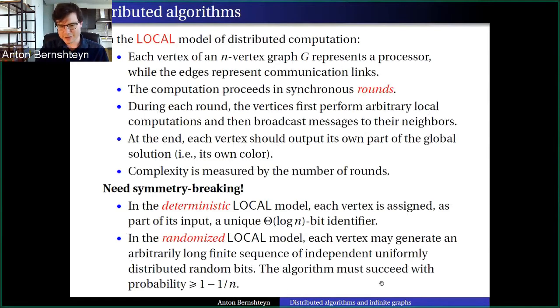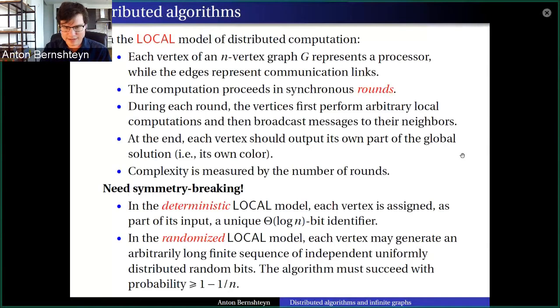And you can see that, for instance, the randomized model is stronger than the deterministic one, because each vertex can generate a random sequence of logarithmically many bits, and the probability that any two of them coincide will be less than 1 over n. And then you can use those sequences as identifiers.